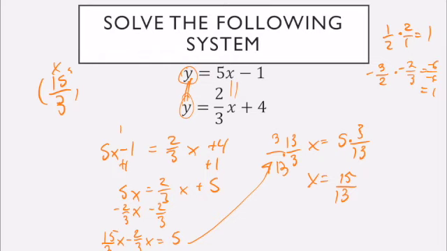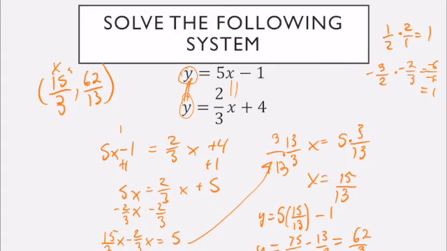So I'm going to take y equals 5 times x, which is going to be 15/13, minus 1. So y equals 5 times 15, which is 75/13 minus 1. That'd be minus 13/13. 75 minus 13 equals 62. So I have y equals 62/13. This is just to show you that unless you work really hard, not all math turns out to really nice, beautiful numbers.